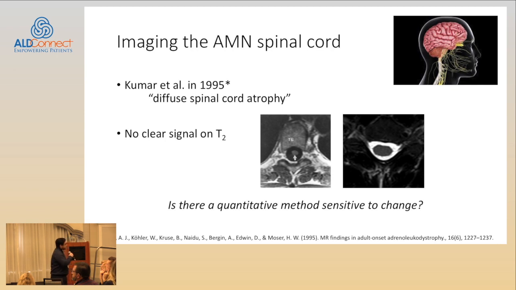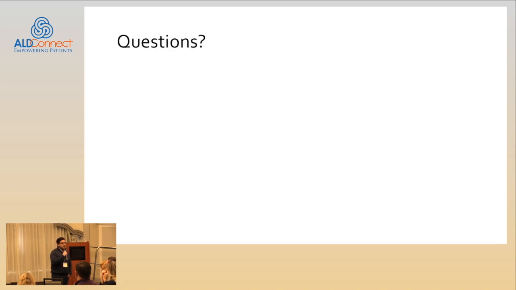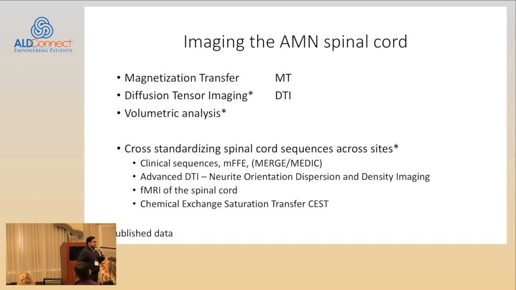So the question posed is, is there a way to quantitatively measure this? And is this useful maybe as a biomarker of disease progression or for a future clinical trial? So I'm going to take us today through the imaging sequences that were previously published and that we're basing our work on, and compared to other publications out there.